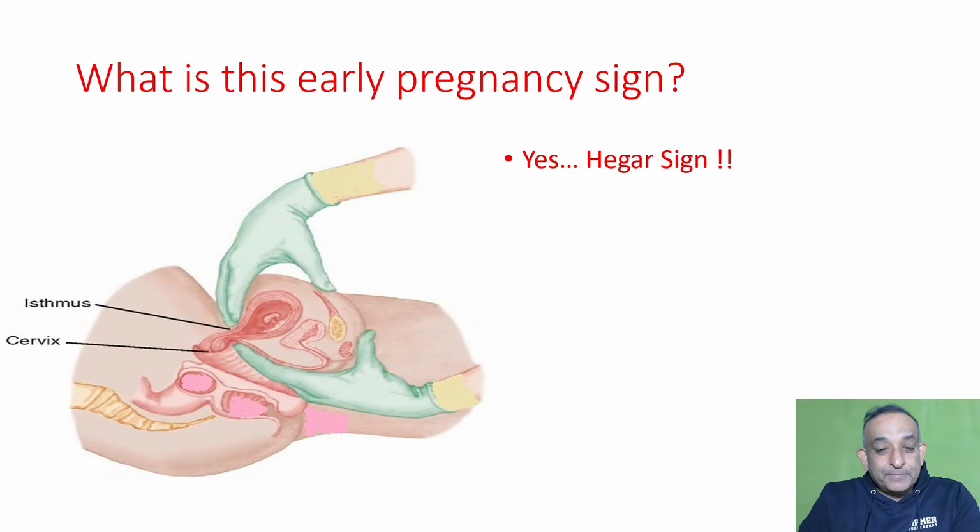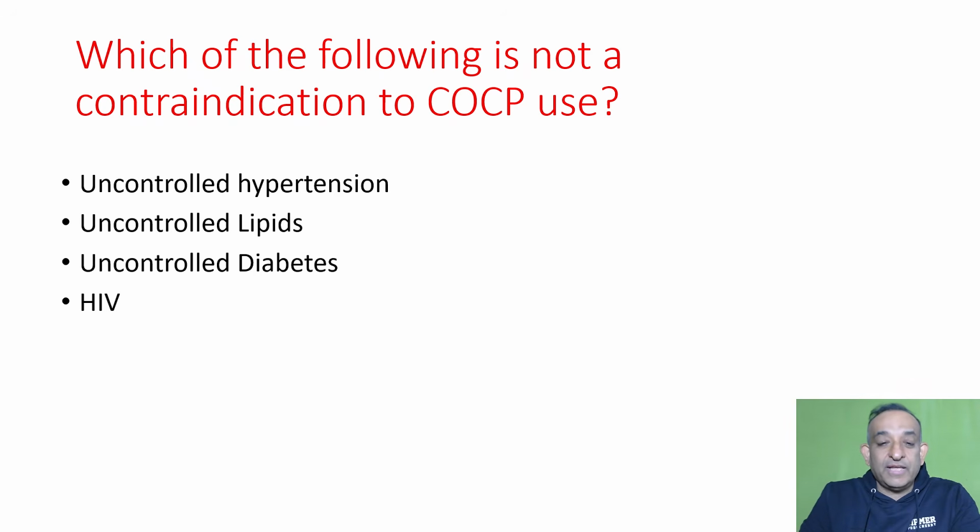What is the next question? Which of the following is not a contraindication to COCP use? So it is very important to understand that uncontrolled diabetes, uncontrolled lipids, uncontrolled hypertension, these are all the conditions where we are not going to use COCPs. But yes, in the chapter of COCPs in our workbook, everywhere we've told you that HIV and STD is not a contraindication to COCPs. I'm sure you got that right.